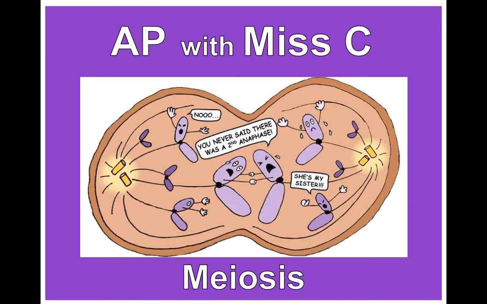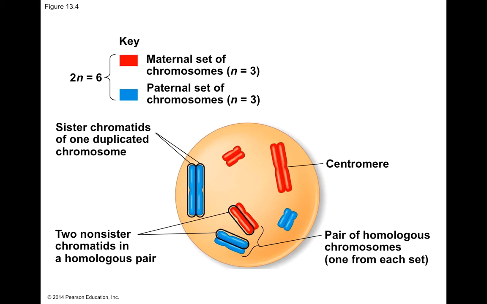So let's get started. But before we start, let's just review some vocabulary that I went over in the last video. The concept of homologous chromosomes becomes important in meiosis. Remember that humans have 46 chromosomes organized into 23 pairs. Each pair consists of a chromosome that came from mom and a chromosome that came from dad. These are the homologous chromosomes.